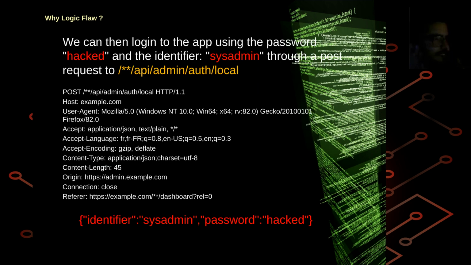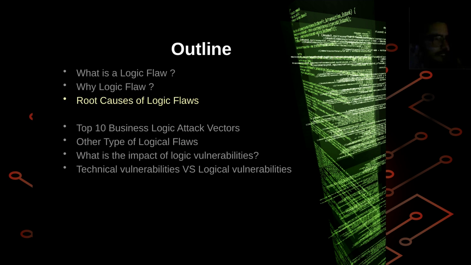And then we log into the app using the password hacked and the username admin. So we start the post request to the admin. As you can see, we hacked the admin account using the recent passwords. And then we have an outline.